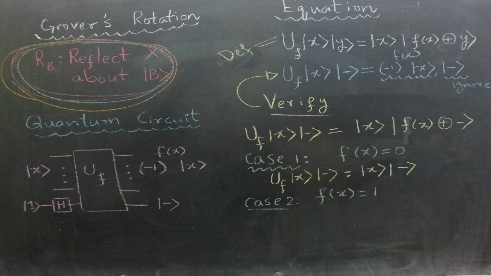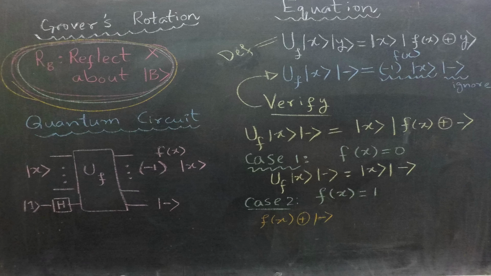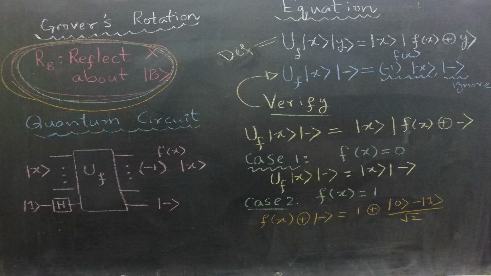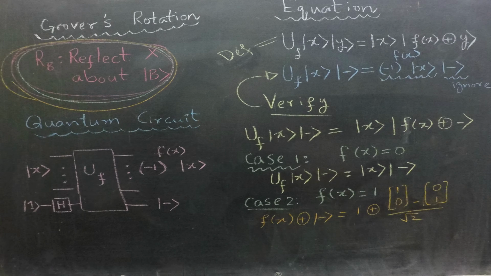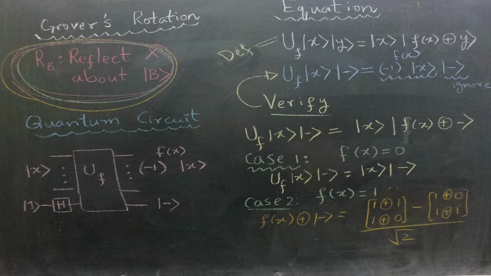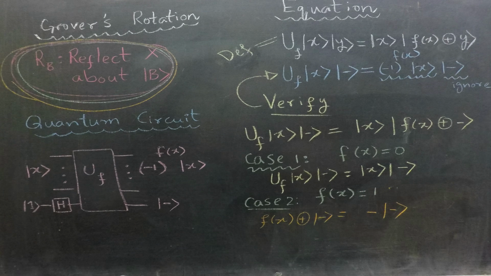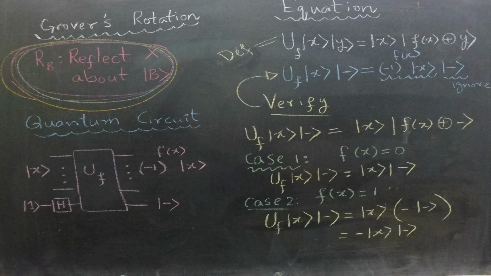Case 2. When f of x returns 1. Now f of x exclusive OR ket minus becomes 1 exclusive OR ket minus. Again, substitute ket minus with its definition. Subsequently, replace ket 0 with vector 1 0 and ket 1 with vector 0 1. When we exclusive OR the elements of these vectors with 1, the calculation yields the negation of ket minus. Consequently, when f of x is 1, our sign flips, which matches our desired output. This proves that UF works as we claimed.